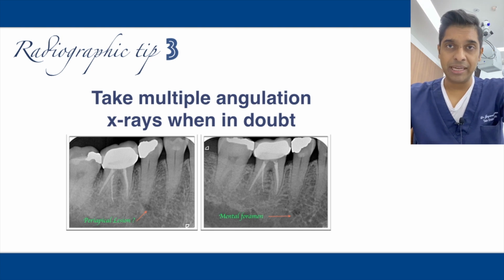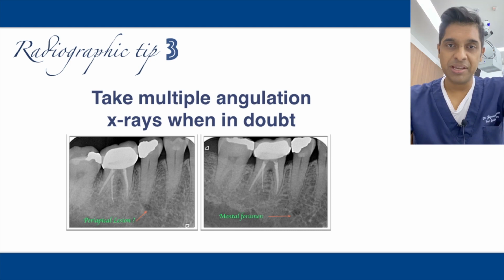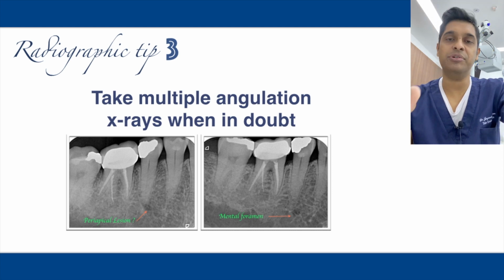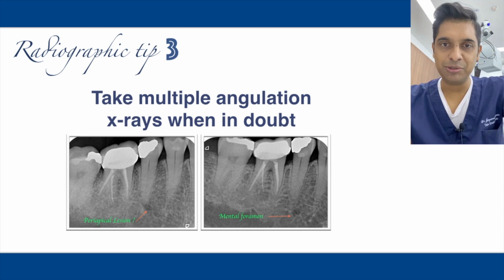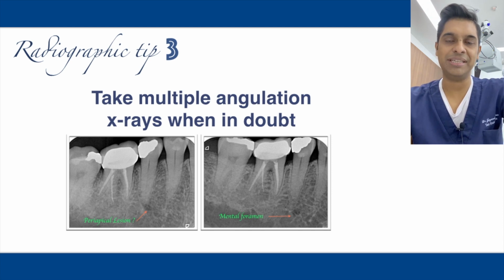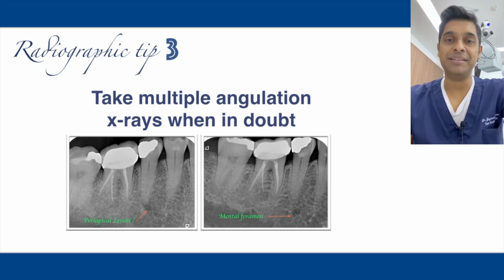The next tip is to take multiple angulation radiographs whenever needed. If you look closely at this picture, you can see there is an x-ray of a premolar. If you look closely at the apex, it looks like there is a periapical infection, but the second x-ray, taken at an angulation, clearly shows that the radiolucent area moves away from the apex, and it's very clear that it's the mental foramen and not a radiopathological lesion involving the root of that tooth.